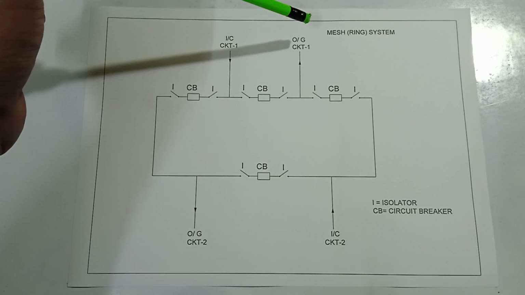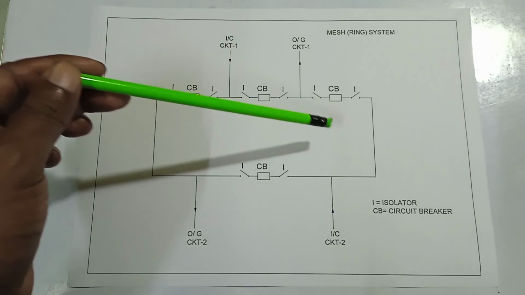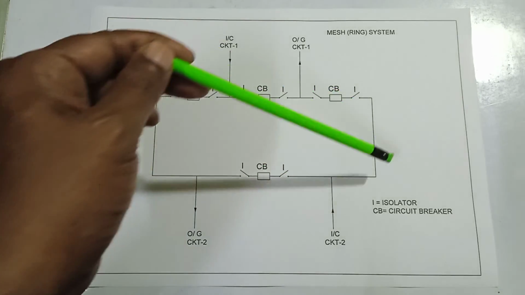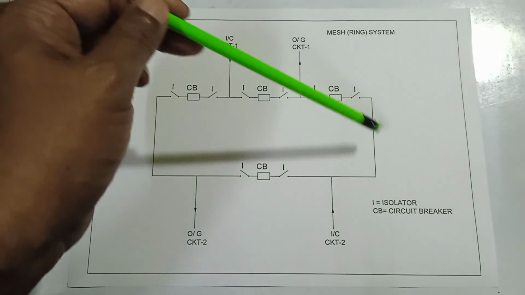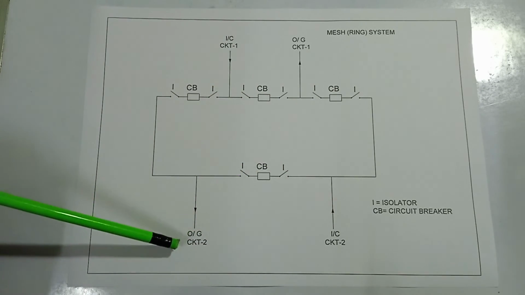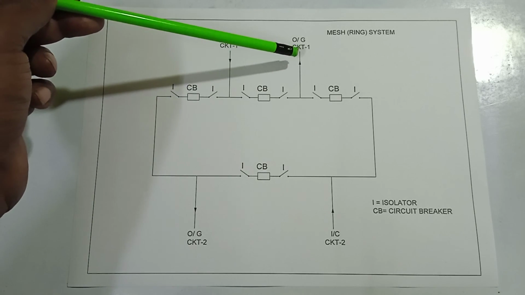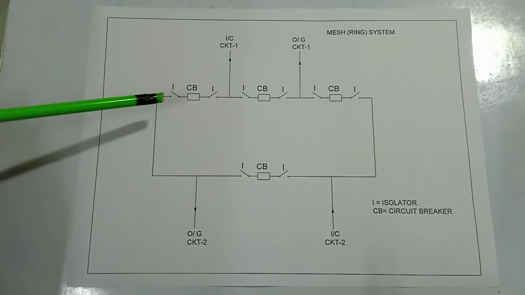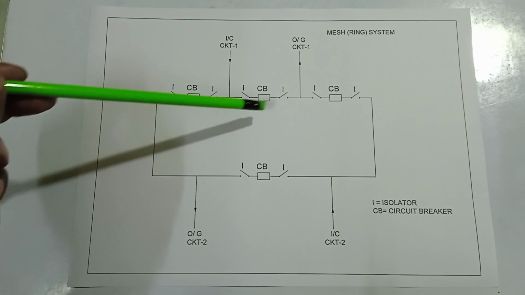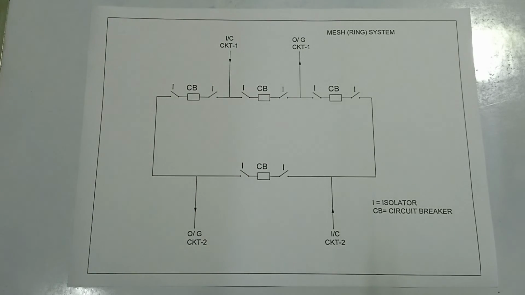Here is the picture of the mesh or ring system. The number of circuit breakers is equal to the number of feeders. Here are 4 circuit breakers making a closed ring or mesh, and there are 4 feeder circuits. This is outgoing circuit 2, incoming circuit 2, incoming circuit 1, and outgoing circuit 1. This is the associated isolator for a circuit breaker. This is the associated isolator for a circuit breaker. This is the mesh or ring system.